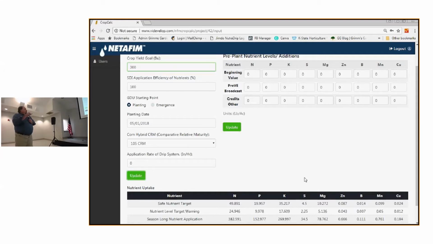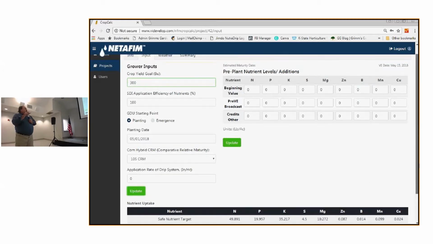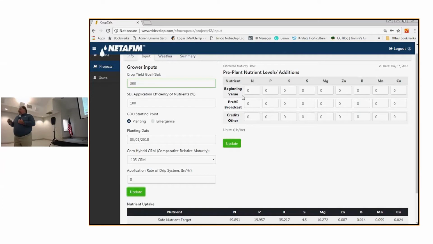So the next thing we'll do is pre-plant. We're going to build what we have up front. What is existing in the soil, and what am I going to put down in either broadcast, or what am I going to put down with my planter as a starter? Or the third thing we can do is a credit for if I'm after soybeans or after alfalfa, after a legume crop, or if I add any manure, any litter, or anything like that. I can enter all those things, so I've got a starting point to where I'm going to go.